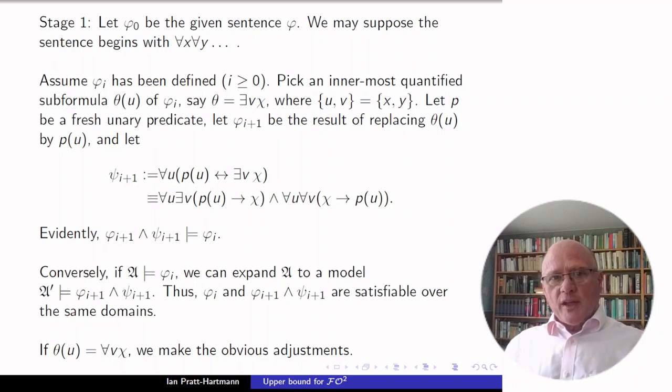If, by the way, theta is not existential, if it's universal, if it's for all v chi, then we proceed in exactly the same way, but making obvious adjustments. I won't go through this. It's more or less the same.